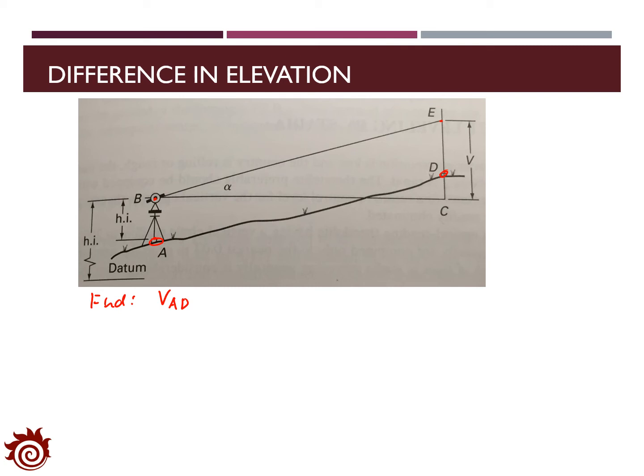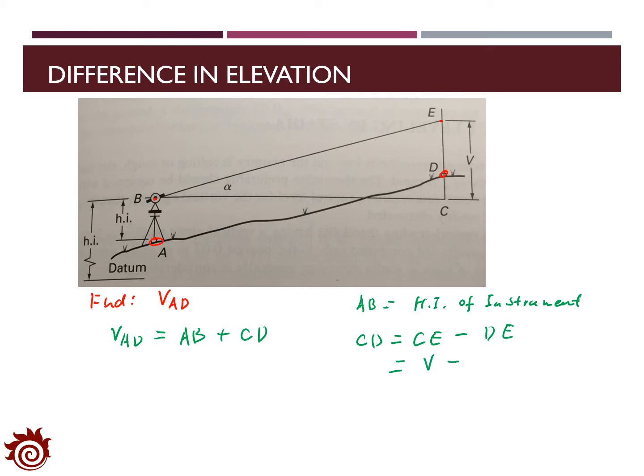From the figure, we can see that VAD equal to AB, which is the height of the instrument, plus CD, which would be the vertical distance from the center of the instrument to the point of D. And we have AB equal to the height of the instrument, and we also want to find out CD. CD actually equal to CE minus DE, and CE is actually the vertical distance made from the stadium method, and that is V minus DE.